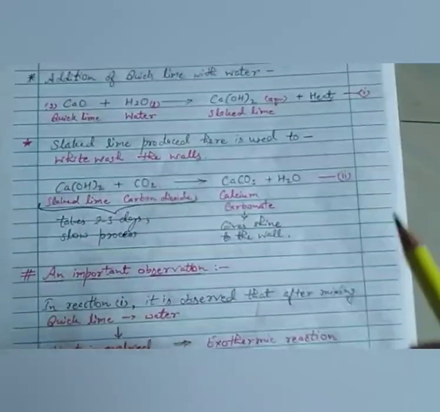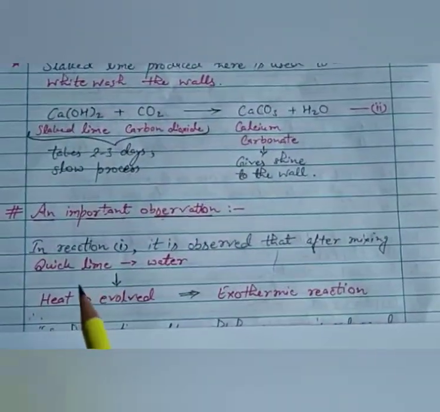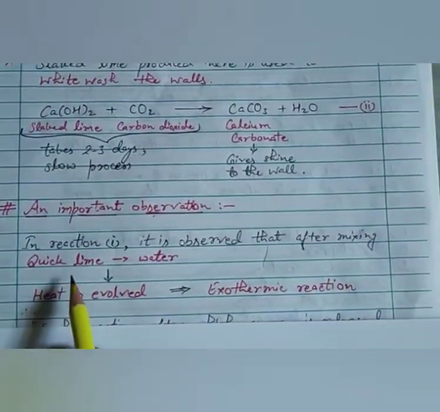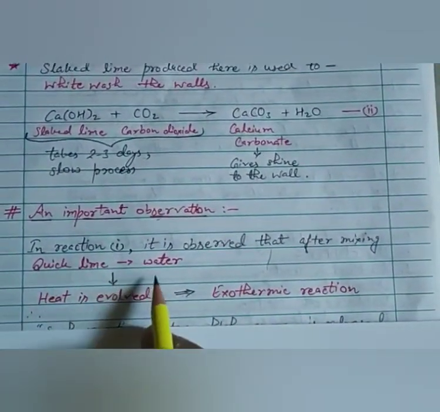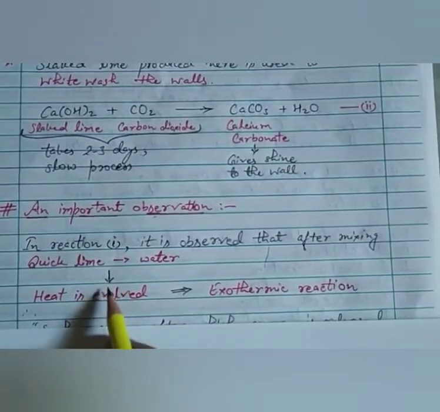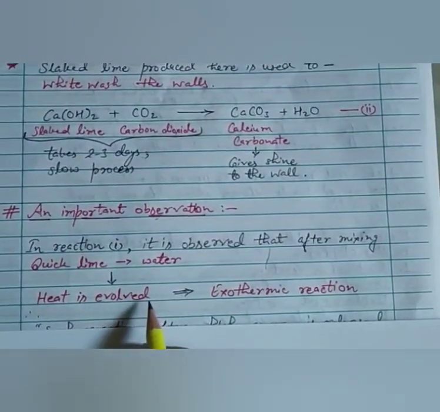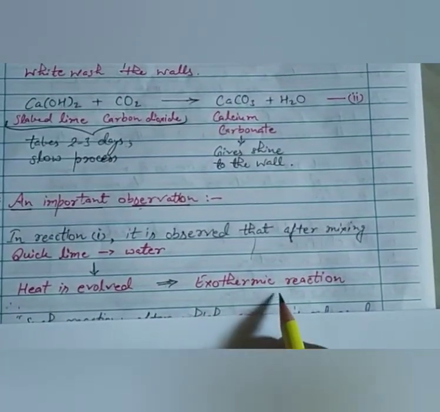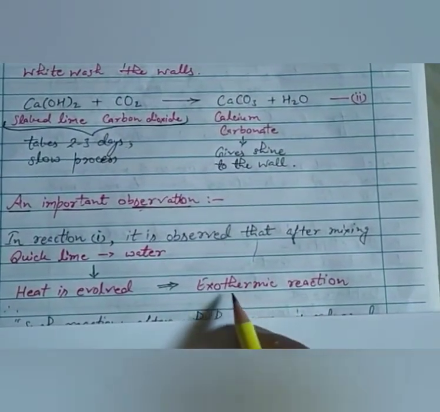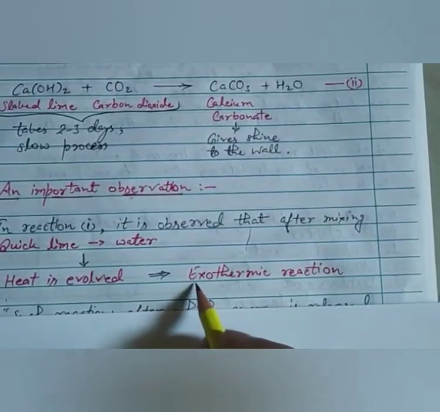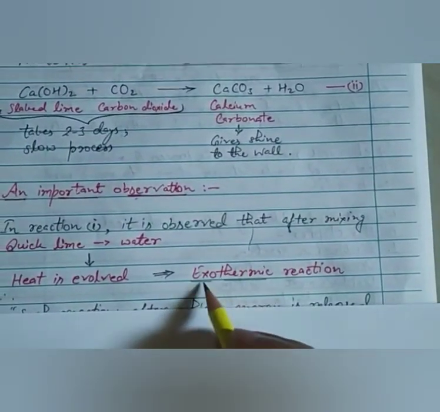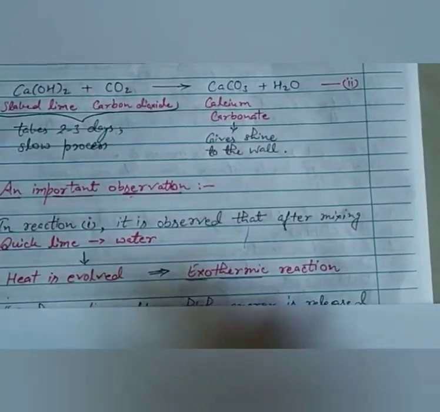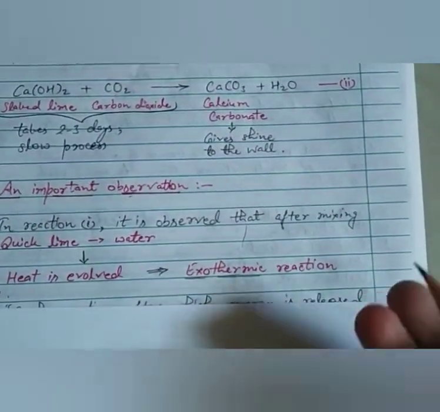Okay, so the important observation is that in some reactions we see that after the reaction, like here the example is quicklime and water, when they react together, heat was evolved. The heat which is evolved shows the exothermic reaction. Exothermic is made by two words, exo and thermic. Exo means related to exit, something which is coming out, and thermic means thermal, that is heat.